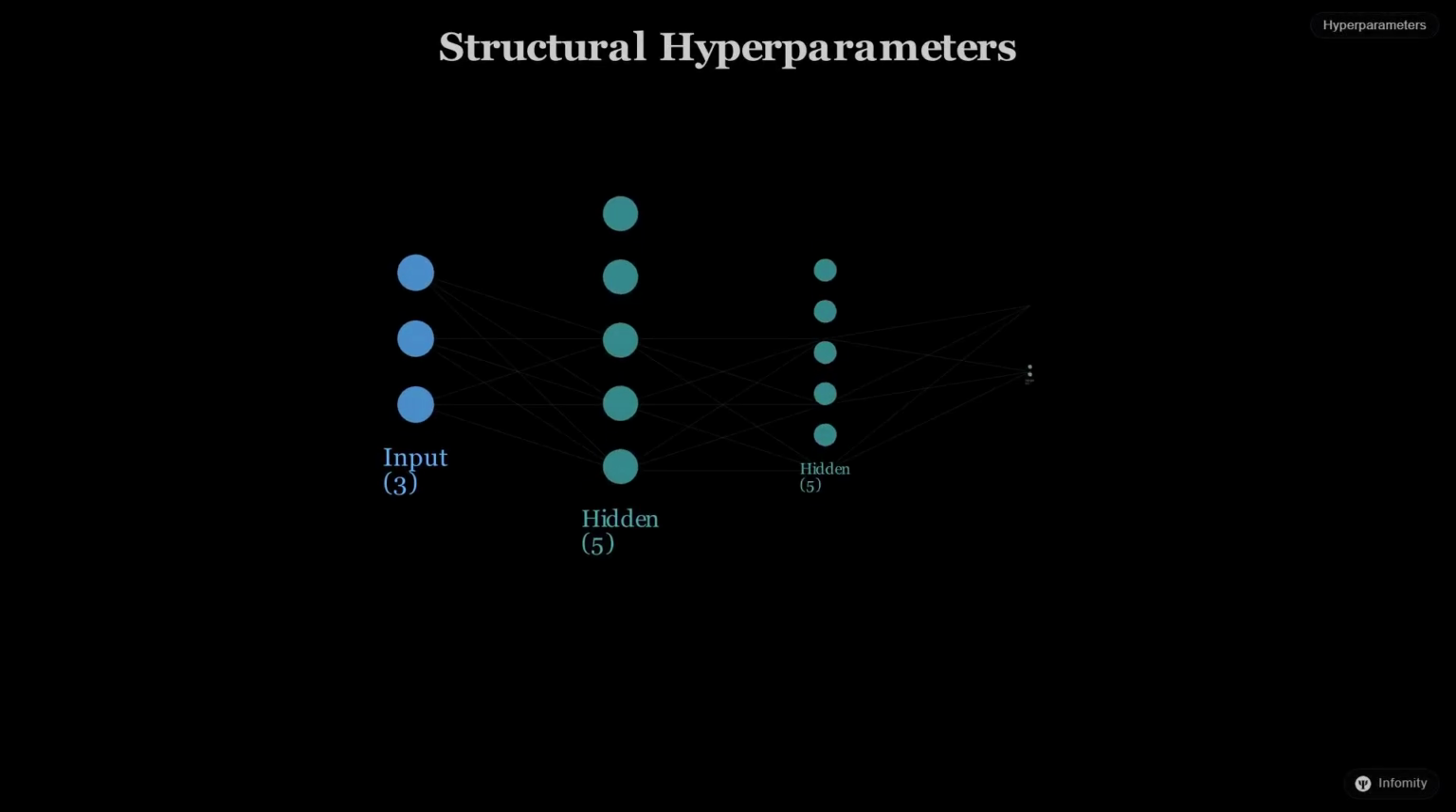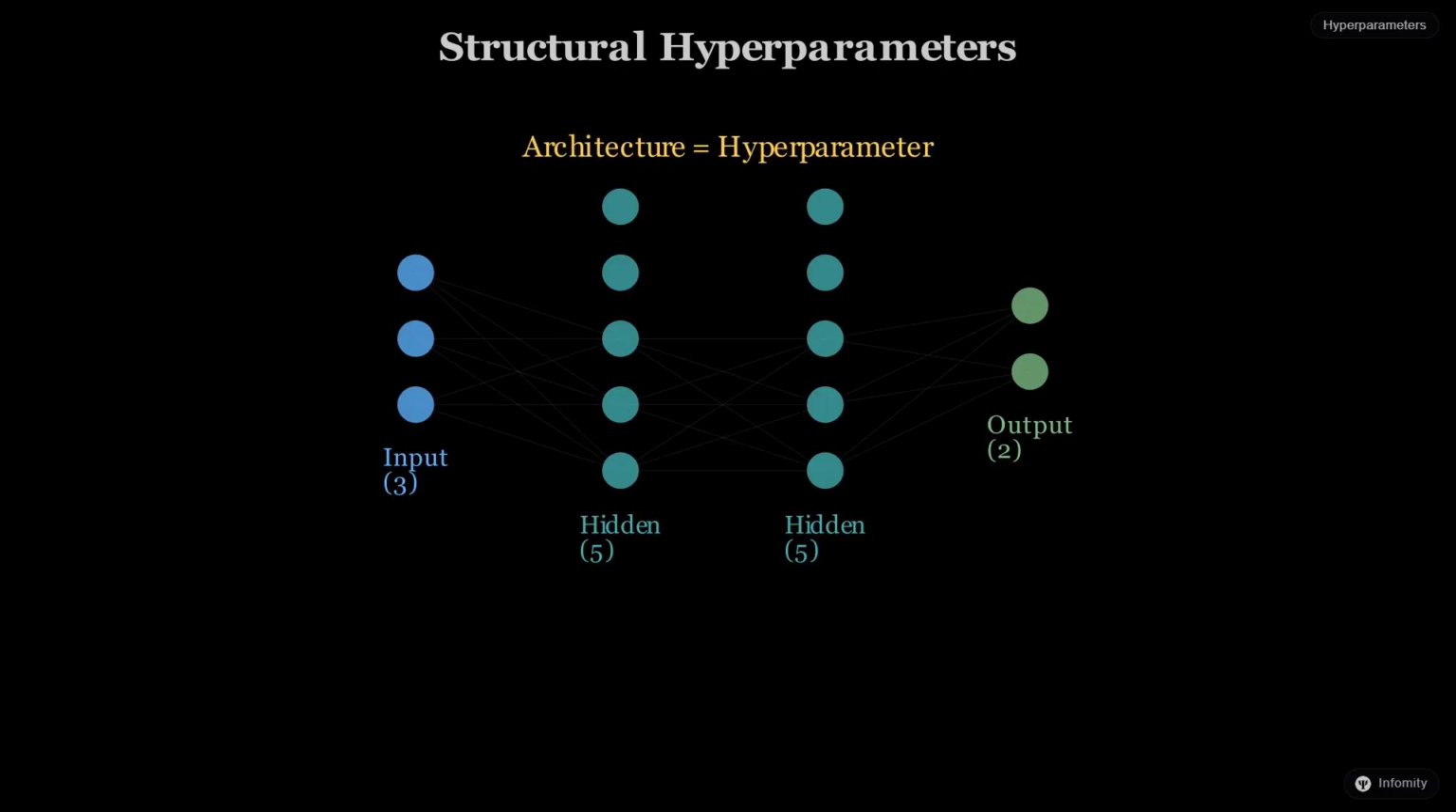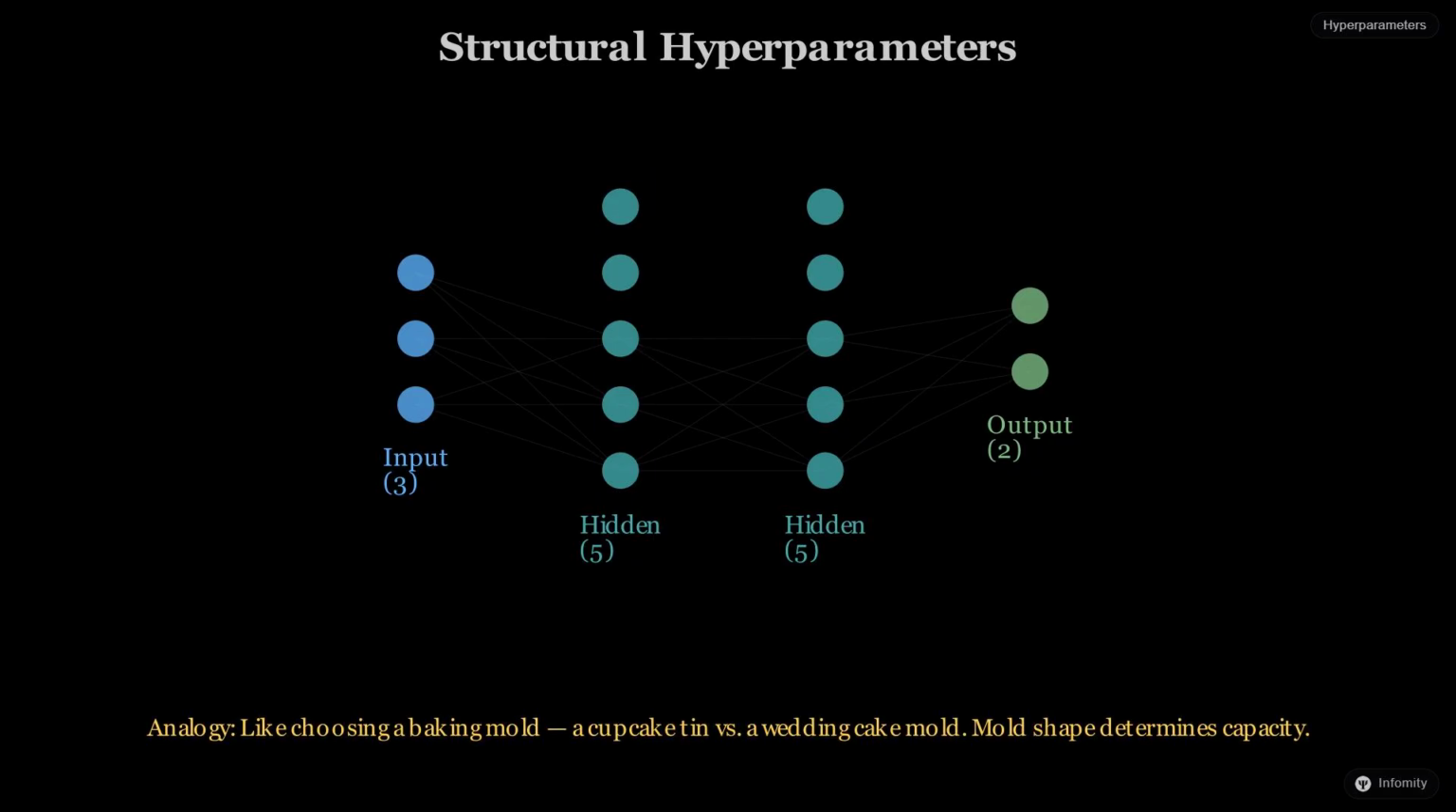Finally, we consider structural hyperparameters, like the number of layers and neurons in a network. These define the capacity of the model. In our baking analogy, this is the shape and size of the cake tin.